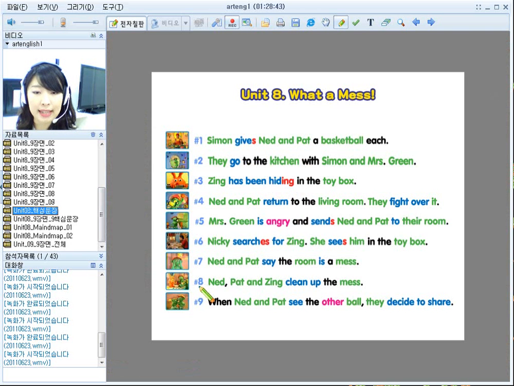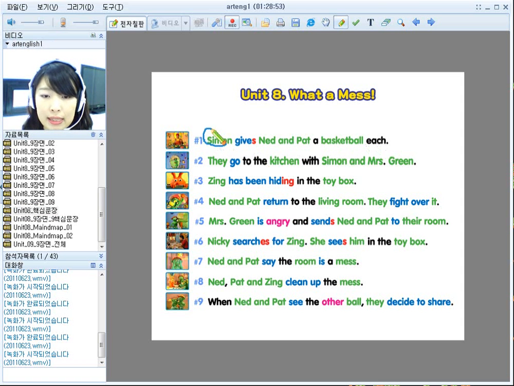Let's check out the key sentences. Scene 1. Simon gives Ned and Pat a basketball each. He made 2 balls.